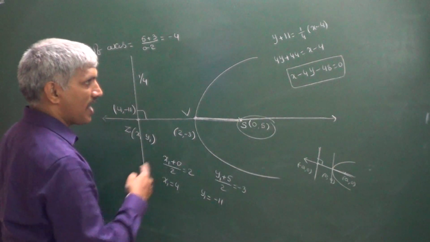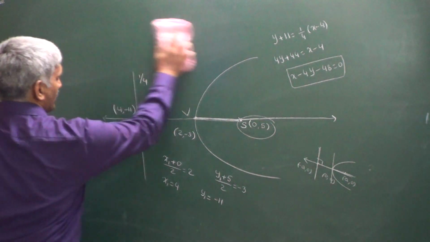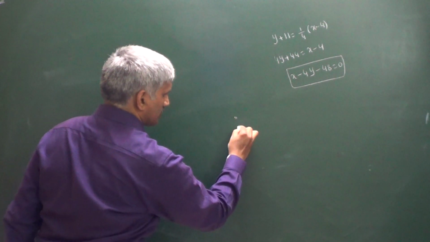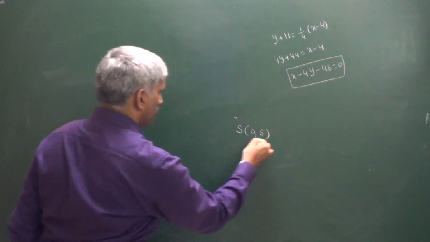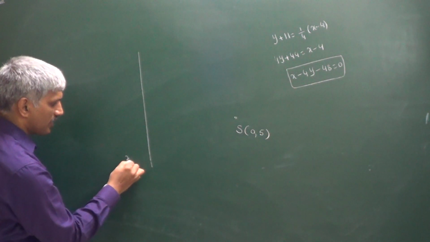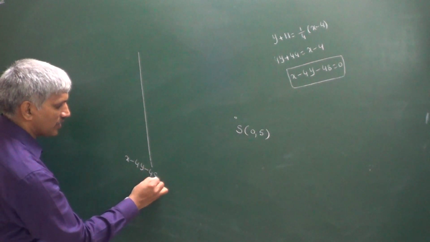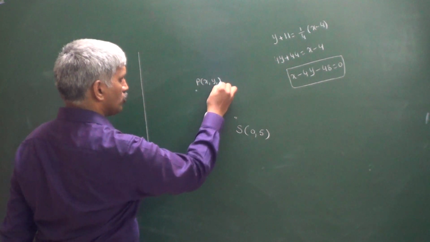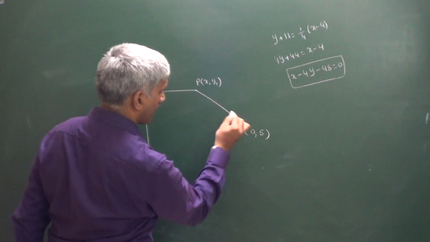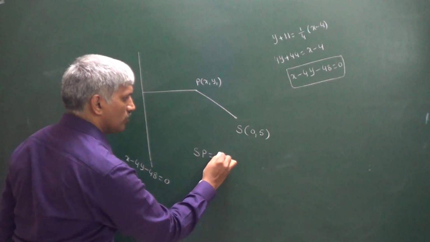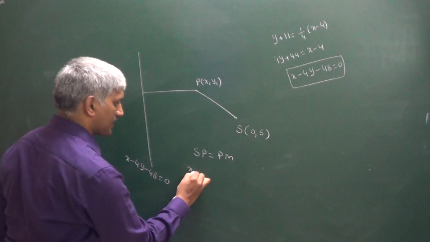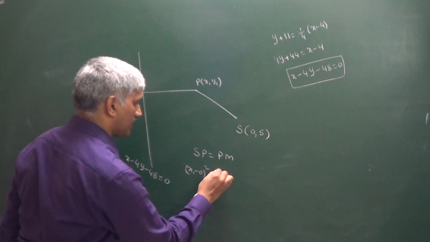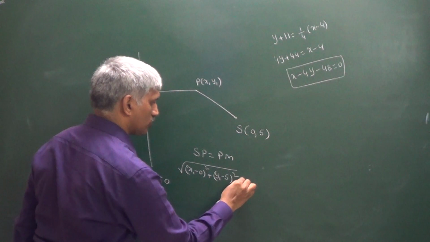You know the focus and you know the directrix, right? So then we can find out the equation of the parabola. You can check what is the focus. Focus is S 0 comma 5. Just now we got the directrix. What is the directrix? x minus 4y minus 48 is equal to 0 is the directrix. Let us take the point P x1 y1. Use the standard definition. What is the definition? SP is equal to PM. That is nothing but under root x1 minus 0 whole square plus y1 minus 5 whole square is SP, is equal to what is PM?